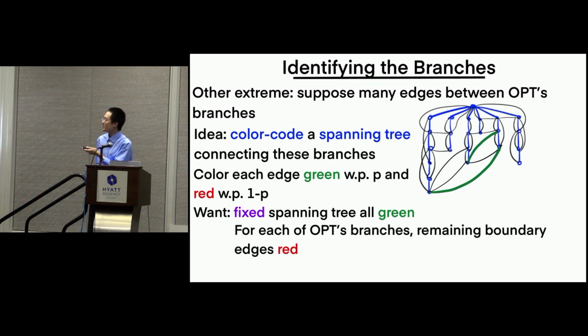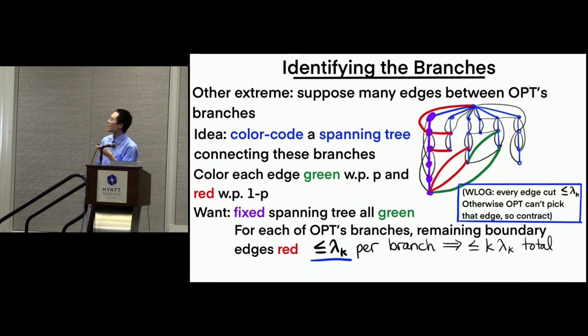Moreover, for each of opt's branches, the branch hanging from the root, we want to color the remaining boundary edges red. So what does that mean? Let's take the first branch, for example. All the red edges are edges on the boundary of this branch, so the edges connecting this branch with something else. We want to color each of those red. For the middle branch, those are the additional edges that we need to color red. And that's for the third branch.